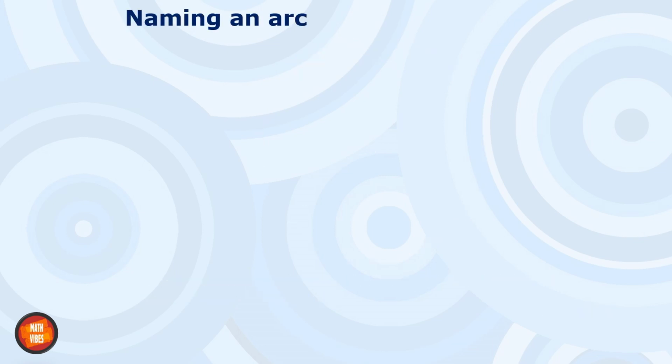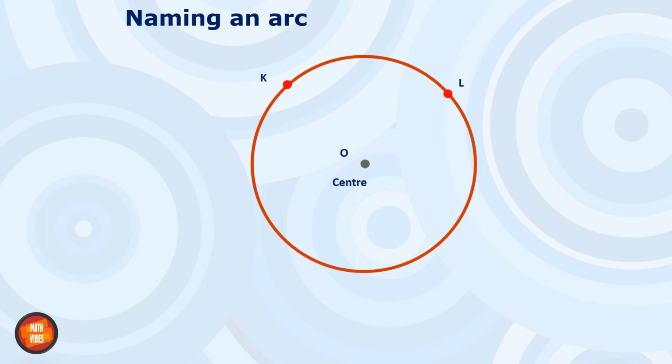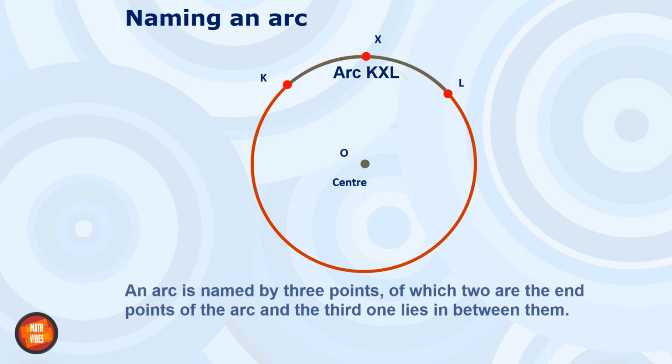Next, if I want to name an arc, what should I do? Suppose we have drawn a circle and taken any two points K and L. If I want to write its name, I will draw another point X over here, and this will be written as arc KXL. An arc is named by three points, of which two are the endpoints of the arc and the third one lies in between them. Take a point in between and write the name arc KXL.